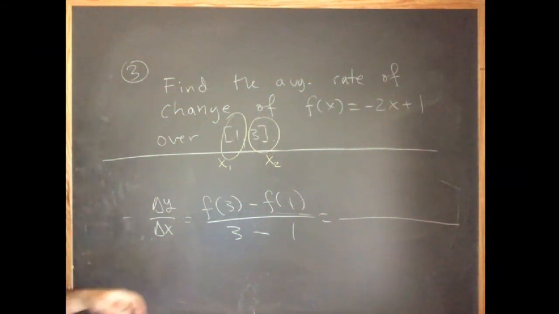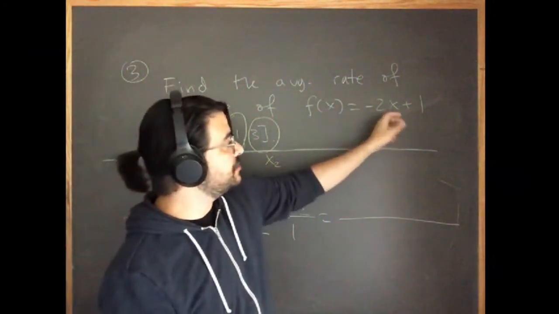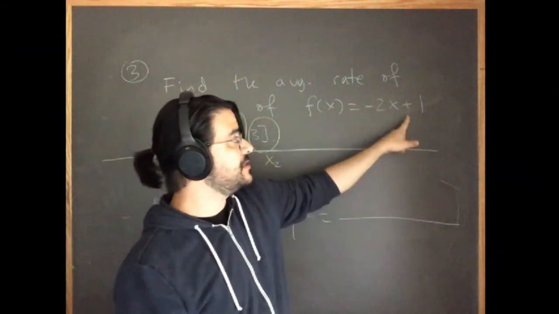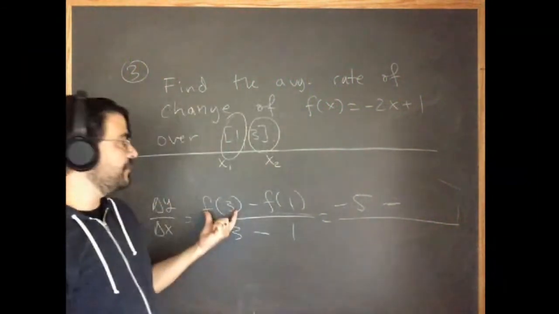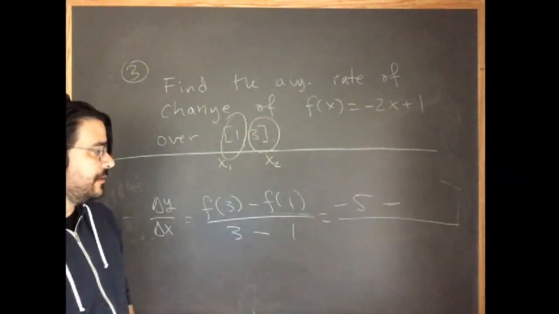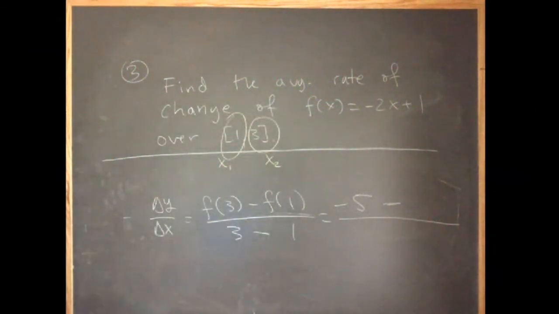Okay, so -5, and that's because -2 times 3 is -6, and -6 plus 1 is -5. So for f of 3, we're just using the function to evaluate. What about f of 1? What happens when I evaluate this function at 1?